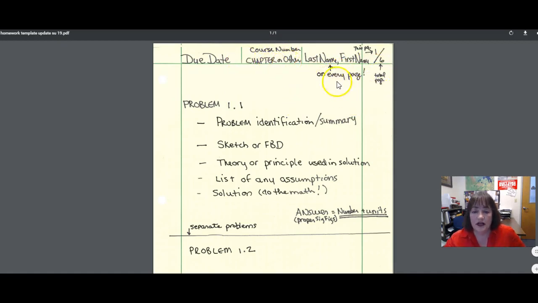Okay, then on the top of every single page, I want you to put your last name, comma, and your first name. So not just on the first page of the homework, but if you have 6 pages on the homework, every page has to have this information.